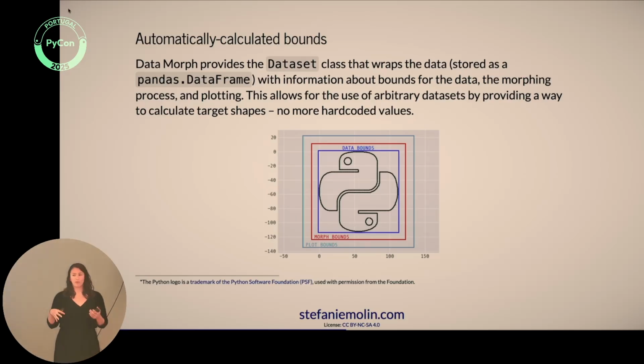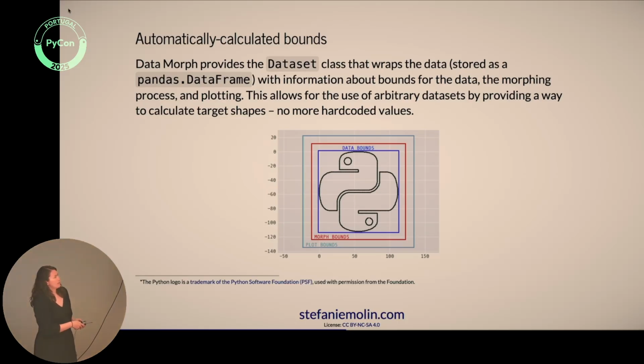So again, to remove those hard-coded values, extra logic needs to happen. And so what I came up with was a system of bounds. So you can see the data set we saw before in the middle, that's just a set of points. And then we have 3 sets of bounds. So this innermost bound are the data bounds. It's the tightest bounding box that you can fit around the data. So it's basically the extent of it in either direction.